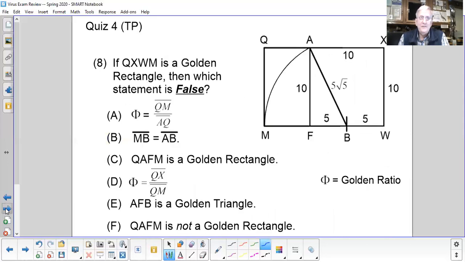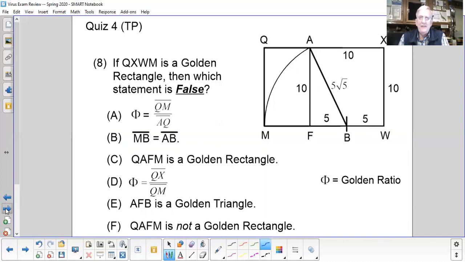8. If QXWM is a golden rectangle, then which statement is false? If you take QM and you divide it by AQ, would you get phi? Yeah, you would, because that small rectangle is a golden rectangle. Its length divided by the width should give us phi. Is MB equal to AB in this figure? Yes, it is. They are both radii of the arc that runs from A to M. So that is a true statement.